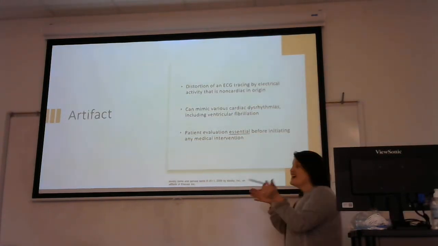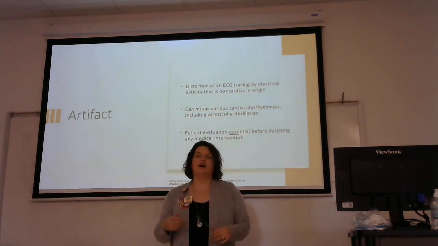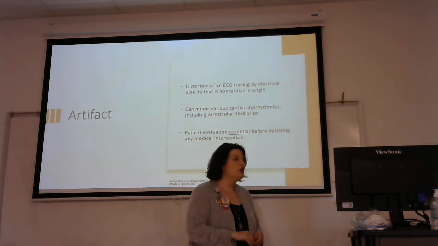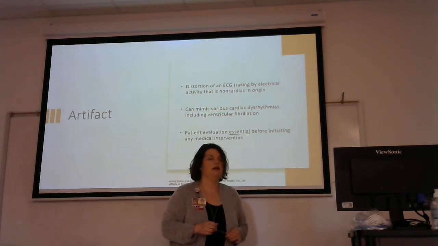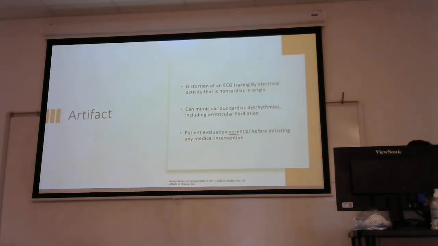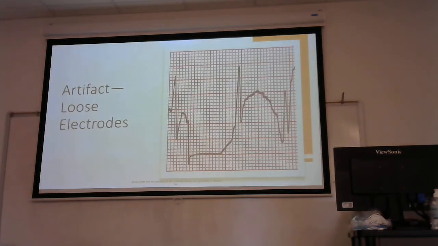Okay? So the other thing I always like to talk about is artifacts. You're going to encounter a lot of artifact, guys. So artifact is things that mimic dysrhythmias, but they're not truly cardiac in nature. Okay? So some examples, and this again hones in on why it's so important to assess your patient. Here you go. This one right here is loose electrodes. Things that can cause this artifact: muscle tremors, loose electrodes, patient movement. All these things can mimic dysrhythmias, but they're truly not cardiac in nature.